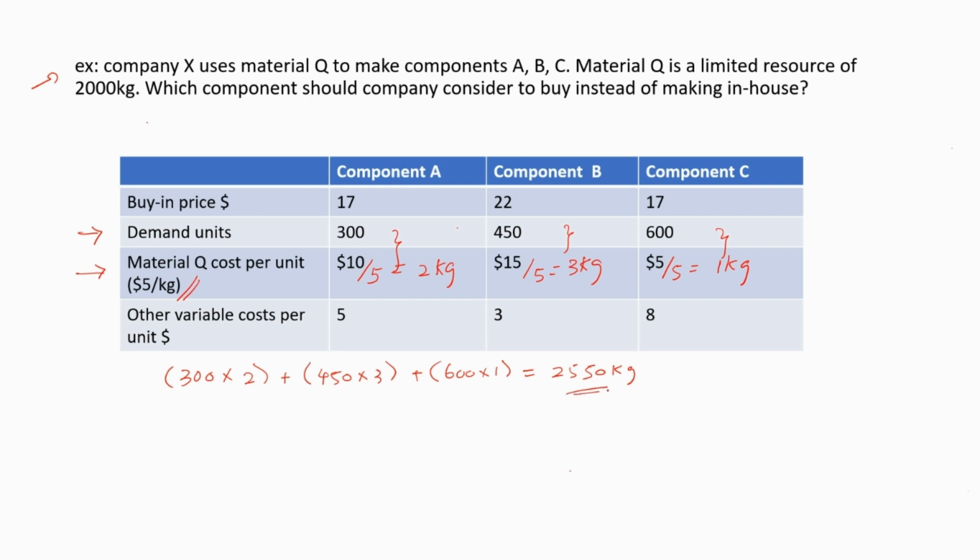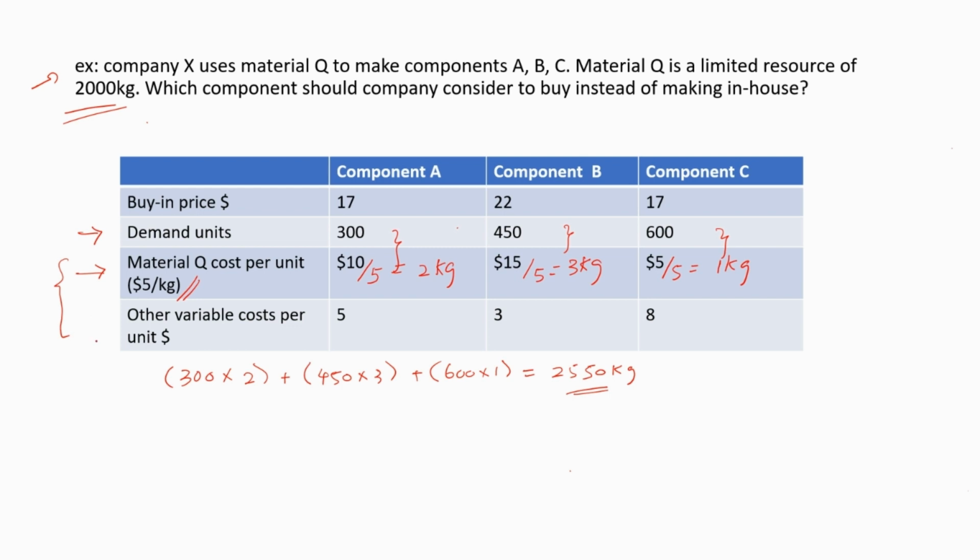Do we have 2550 kilograms of material Q? No, we don't. Look at the data given here. We only have 2000 kilograms. This means material Q is a limited resource. Now we have to calculate the savings per limiting factor. These are the costs we have to consider under relevant costing.